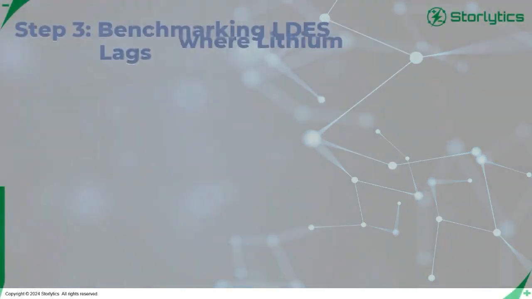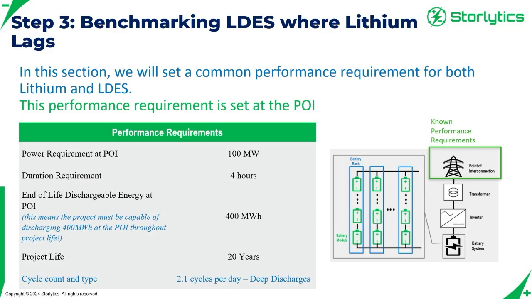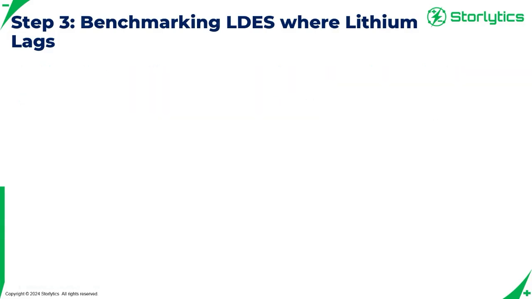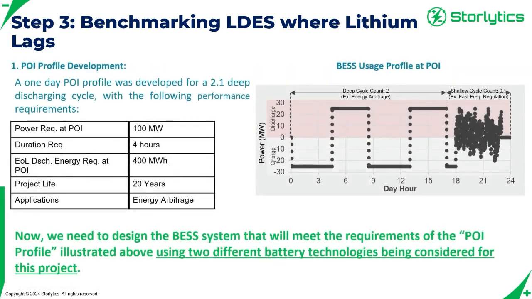All right, step 3, benchmarking long duration energy storage where lithium lags. So here, now we're going to shift to making the use case constant and then trying out different models, one using lithium, the other using a long duration energy storage technology. So we're going to assume 2.1 cycles a day, 2 cycles that are deep discharges, 0.1. We assumed that we were going to perform some frequency regulation at the end of the day. Arbitrary, no reason behind that.